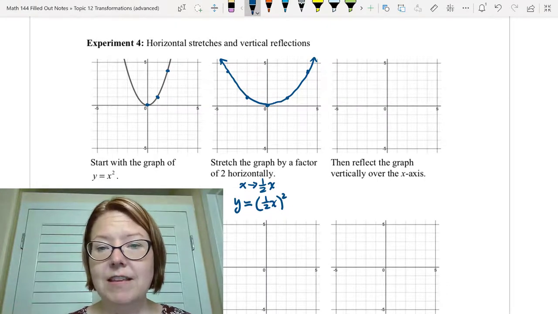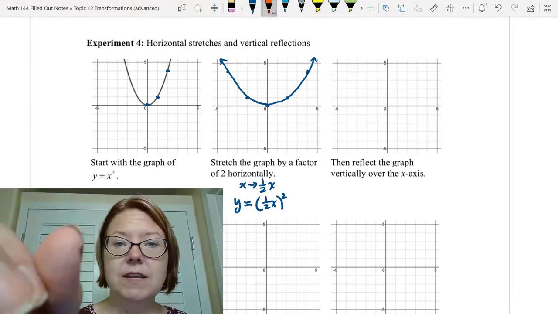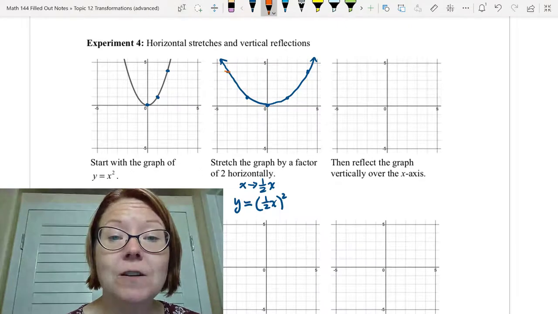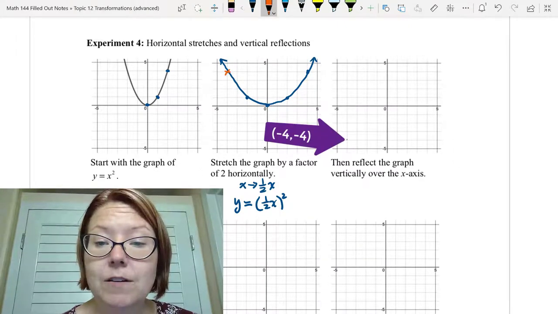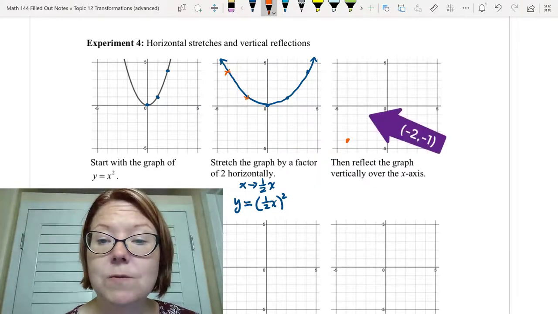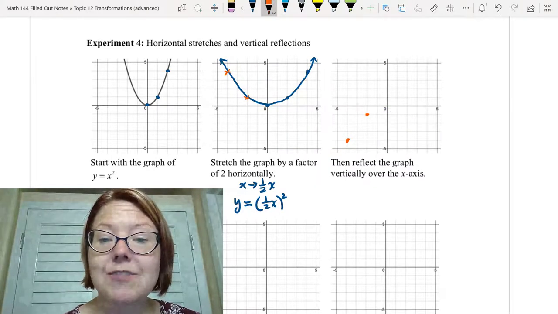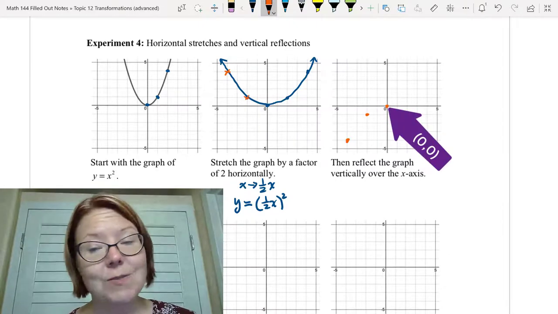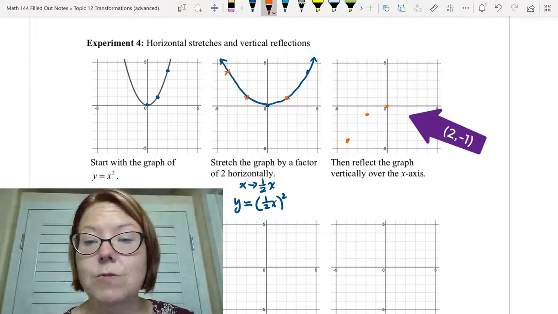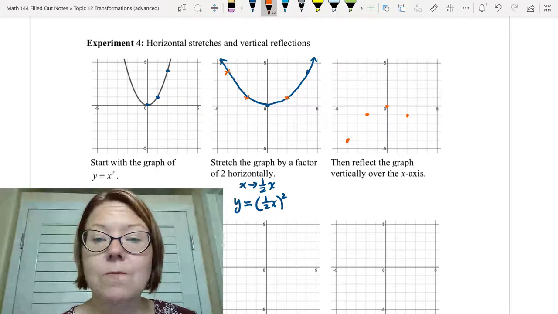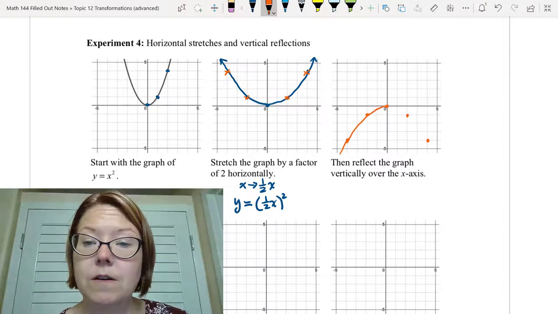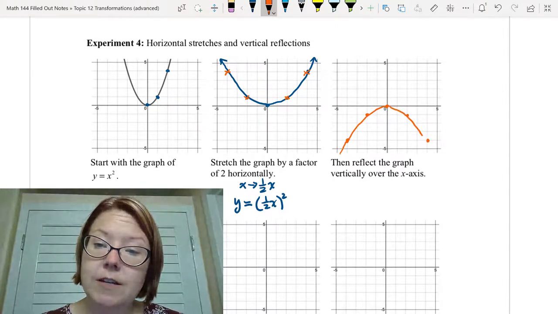Okay, so the next thing we're gonna do is reflect the graph vertically over the x-axis. So when we reflect that graph over the x-axis, we're taking every y value and making it opposite. So we'll take the point (-4, 4) and make it (-4, -4). The point (-2, 1) becomes (-2, -1). (0, 0) is still (0, 0), because when we negate 0, it's still 0. (2, 1) becomes (2, -1). And (4, 4) becomes (4, -4). So here's our reflection.